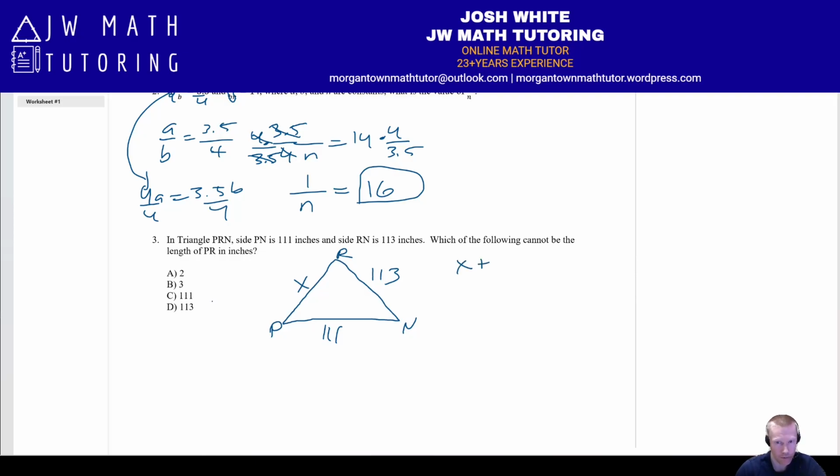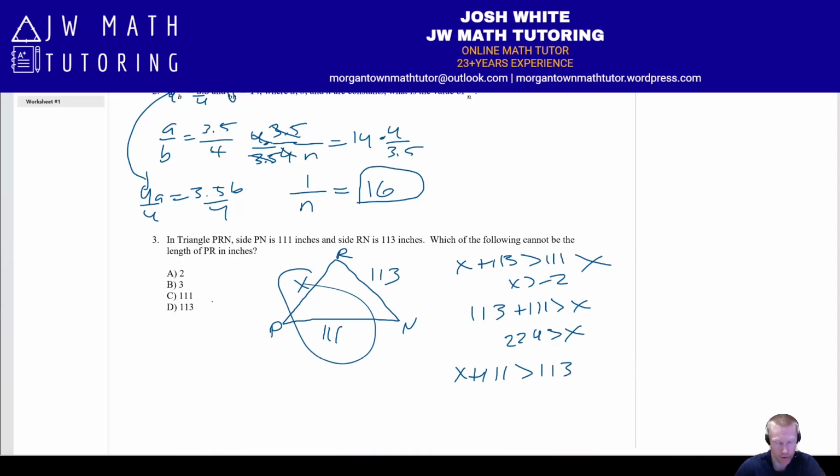So like x plus 113 has to be greater than 111. Well, that doesn't really matter because if you solve this, you get x is greater than -2. Obviously, it has to be greater than -2. That you can just ignore. And then if you pick the others, for example here, 113 plus 111 is greater than x. Well, x just has to be less than 224. Okay, that doesn't really help us. But now, if you pick the third pairing, which is right here, x plus 111 has to be greater than 113. Therefore, x must be greater than 2.